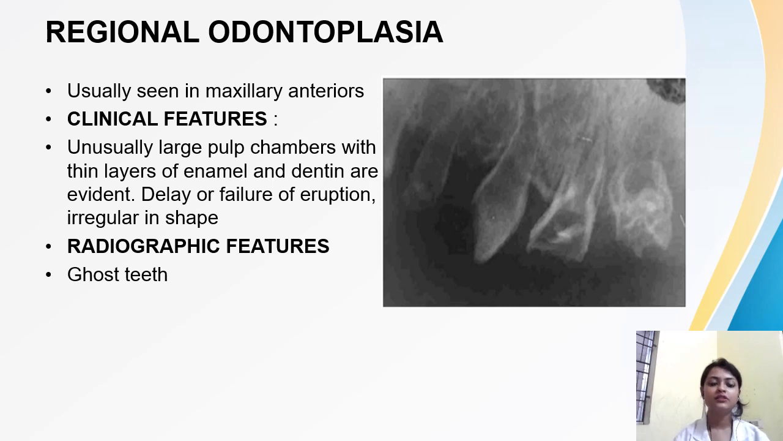Now the third defect we will find regarding dentin is regional odontodysplasia. It is usually seen in the maxillary anteriors. Unusually large pulp chamber with thin layer of enamel and dentin. We can see how thin it is, like translucent. Delay or failure of eruption, irregular in shape. So it is otherwise termed ghost teeth. We'll see how large the pulp chamber is, how translucent the enamel is. It is like we can see through and through. So it got the name ghost teeth.